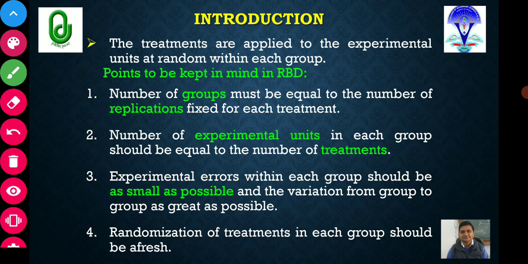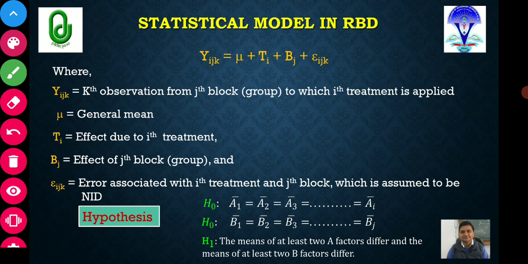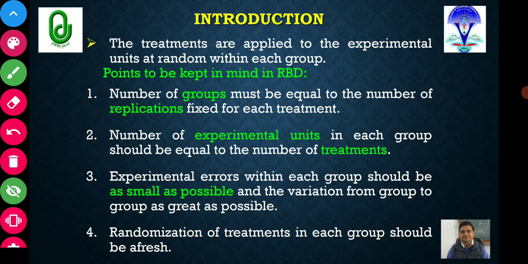Now, the last line: randomization of treatment in each group should be fresh. That means you have to randomize it. We have already discussed this point. We have to randomize our treatment within a particular group, and in the next group you have to randomize freshly. That means the randomization of 2 different groups has nothing to do with each other.